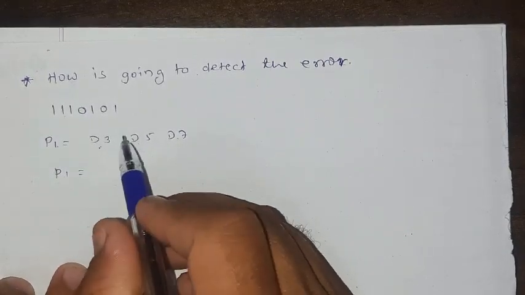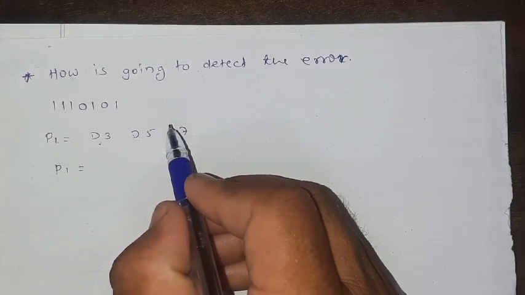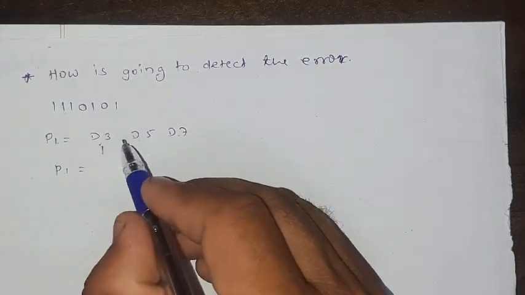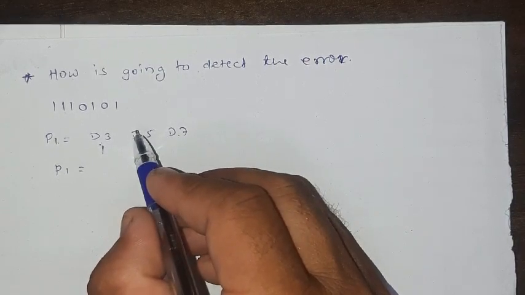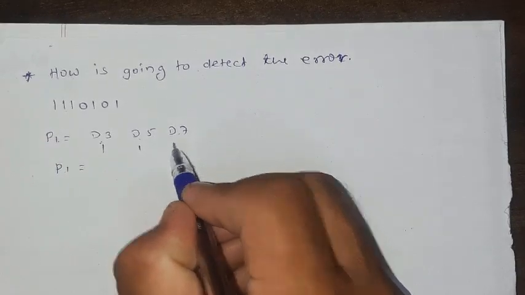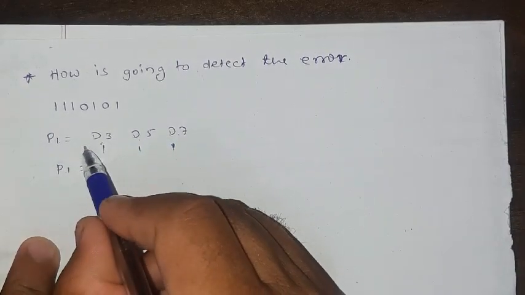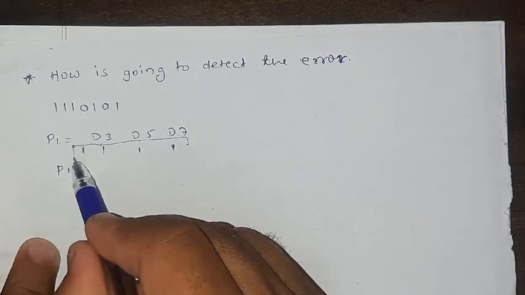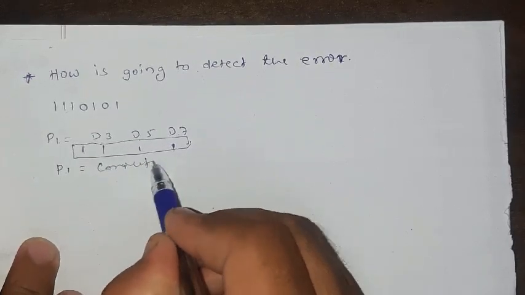So we already know the values of D3, D5 and D7. Here D3 is 1 in our example, D5 is 1 and D7 is again 1. And the value of P1 is also 1. Fine, no problem. Why? Because we're dealing with even parity. So P1 is correct, no problem.